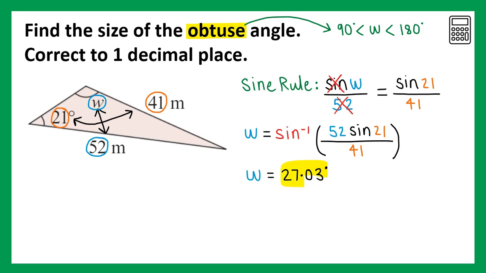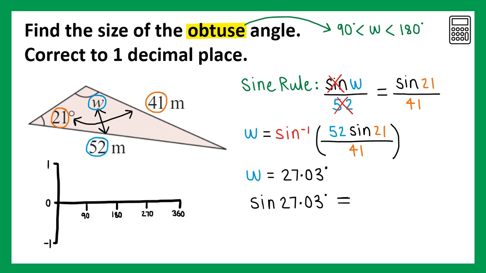The problem is, this angle of 27.03 degrees does not fit within the criteria of being an obtuse angle. It's currently an acute angle. I need to find sine of a larger angle than 27.03, which will give me the same value. To do this, I can consider my sketch of the sine function. The angle of 27.03 will be roughly here. Extend a vertical line and then a horizontal. You can see that the same value is achieved using this larger angle.